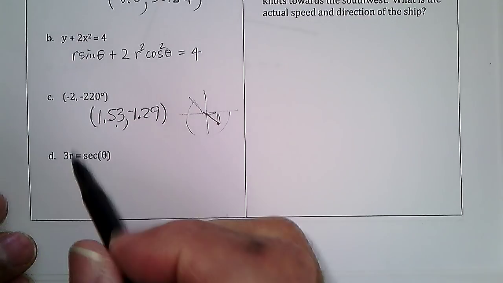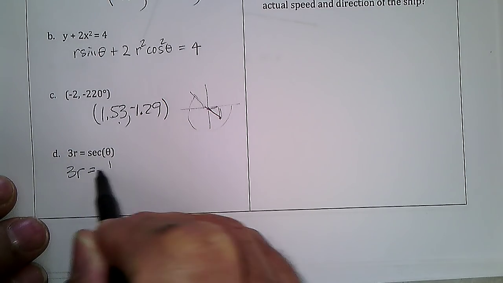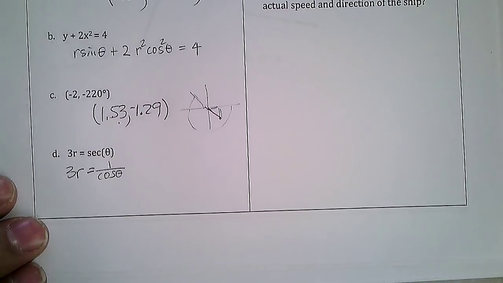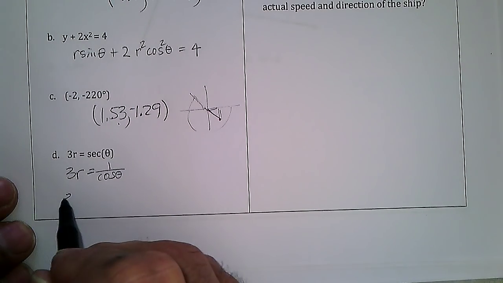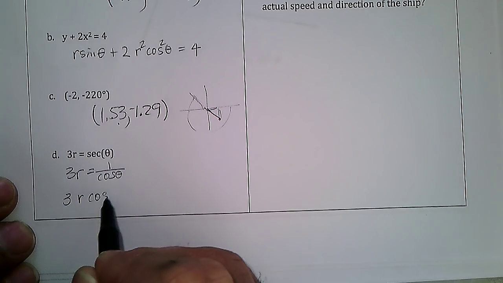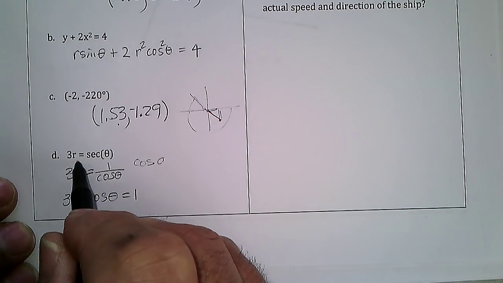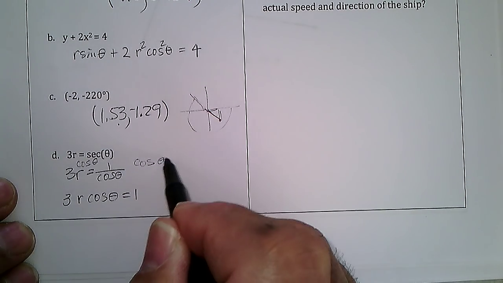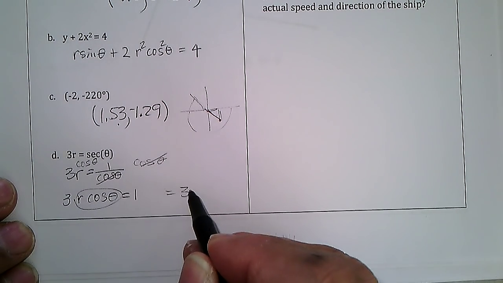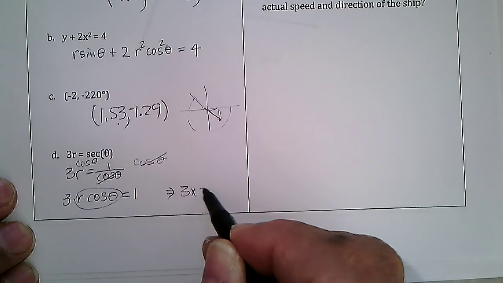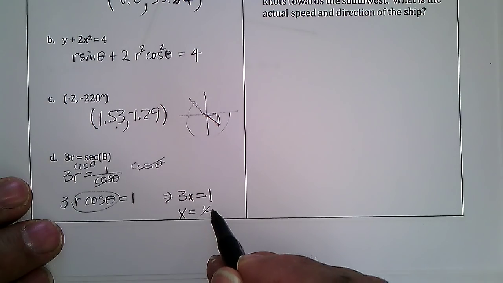Okay, on D, we have 3r equals secant. Secant is 1 over the cosine of theta. Well, let's just multiply both sides by cosine, and we get 3r cosine theta equals 1. Well, r cosine theta is x, so we have 3x equals 1, or x equals 1/3.